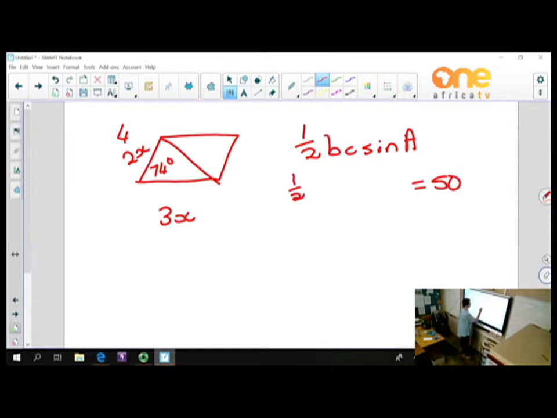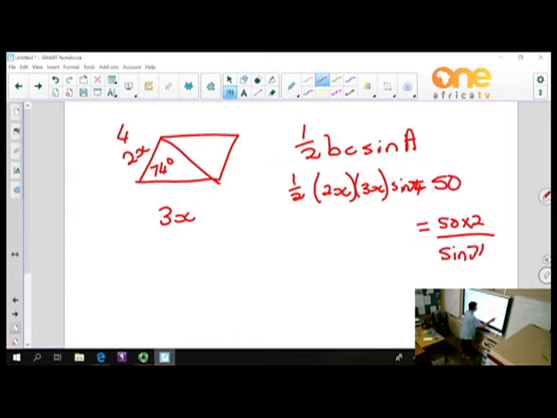So it is then a half of 2x times 3x sine 74. So multiply by 2 there, so it will be 50 times 2, divide by sine 74, and this will be 6x squared is equal to. So now you can just calculate that value. We will divide it by 6, you will square root it, and the answer is 4.16.